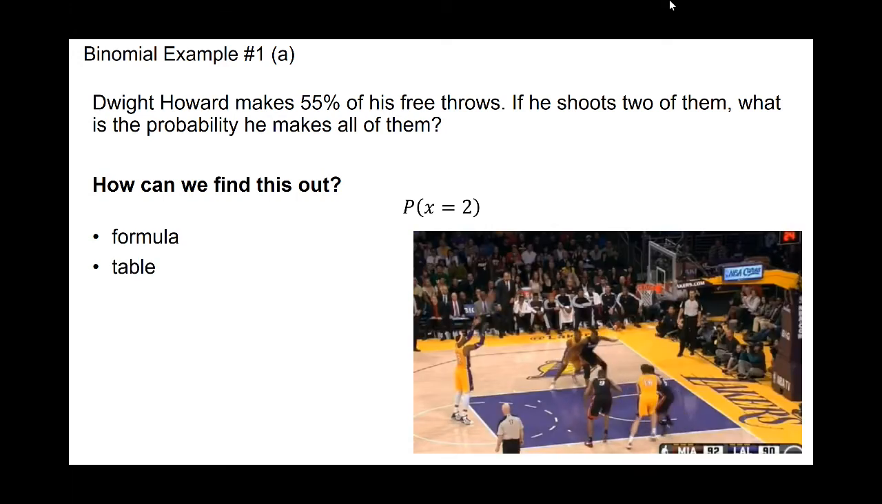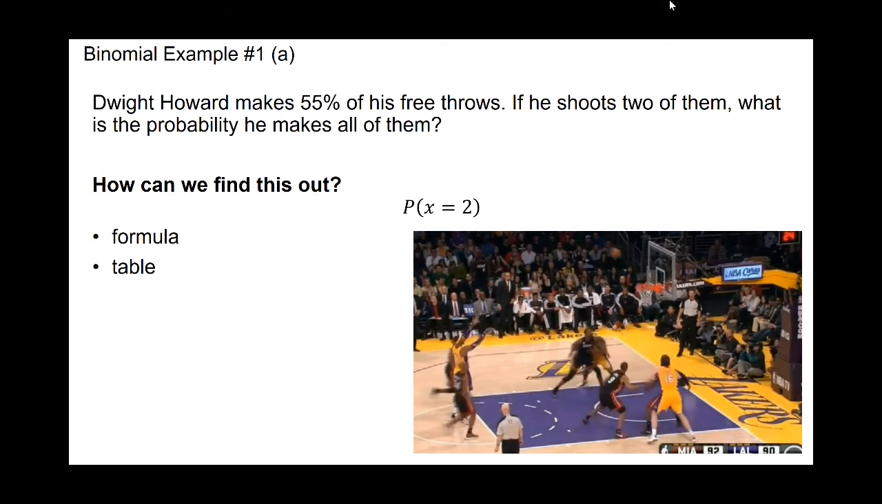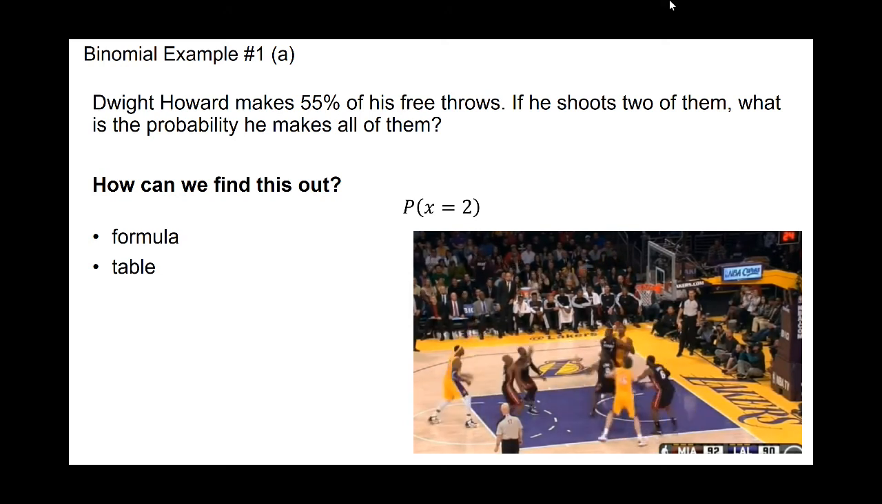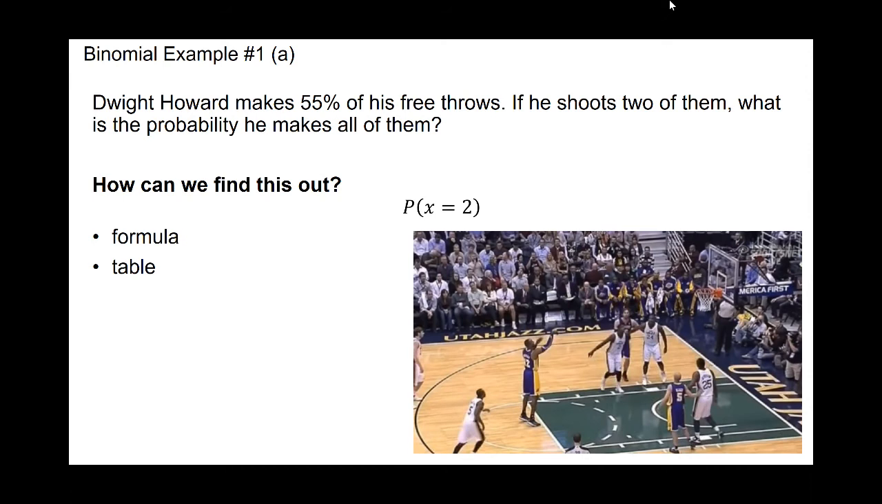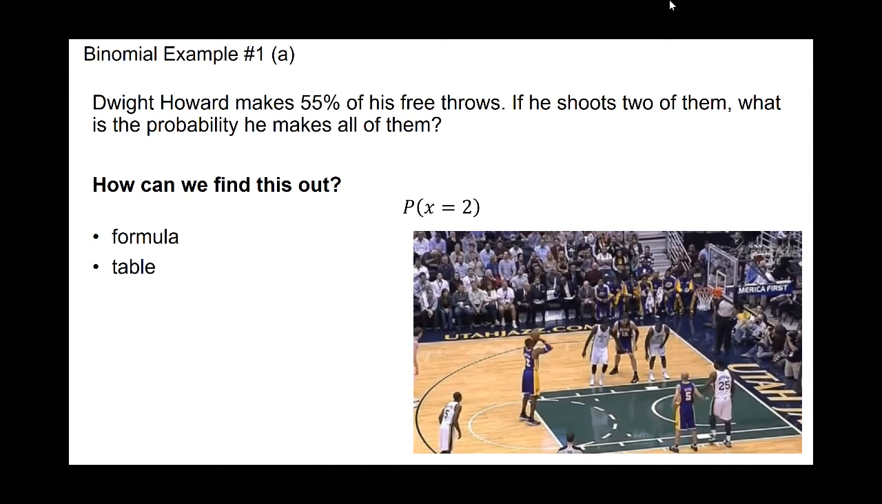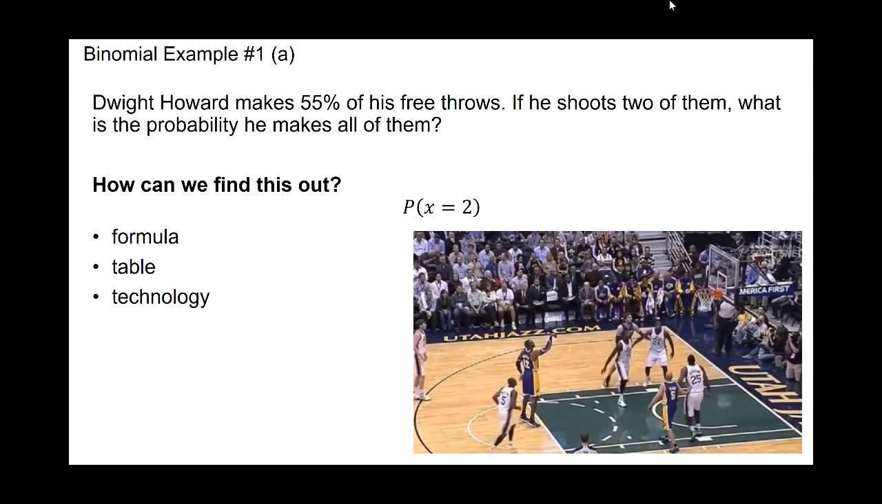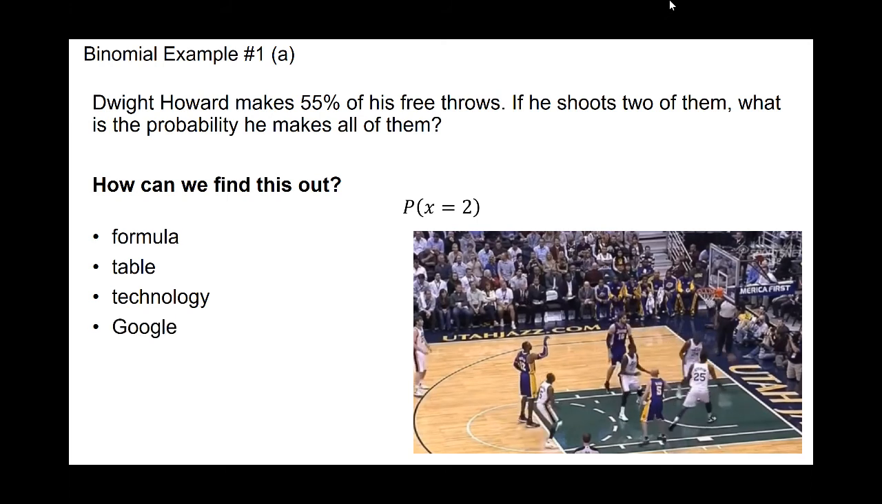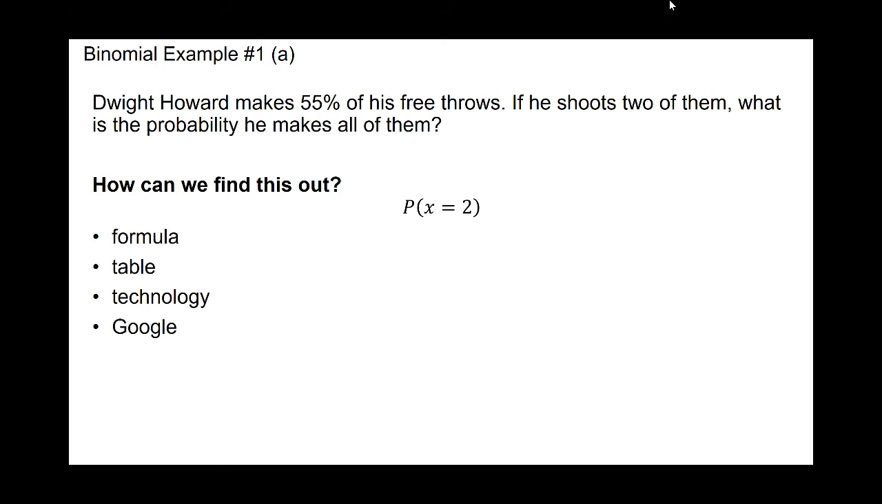We can use the table, which is where all the probabilities are stored for some common parameters of the binomial distribution, different n's and different p's. We can use some sort of technology, a graphing calculator, something like Google. You can use an applet, lots of other options available.